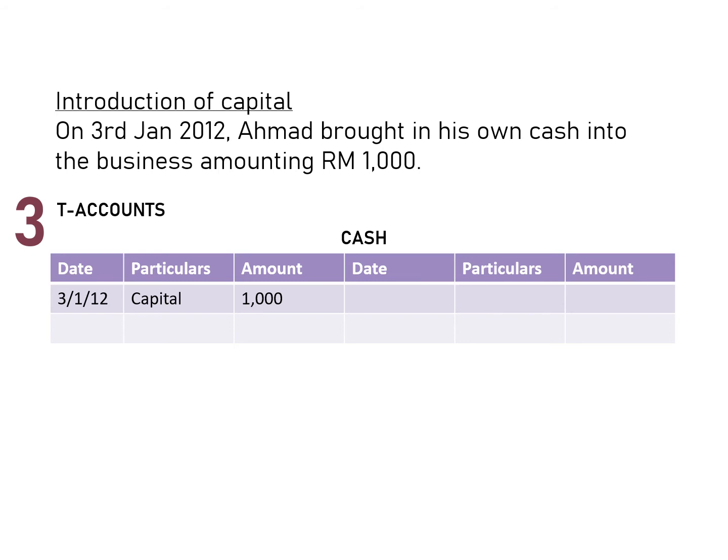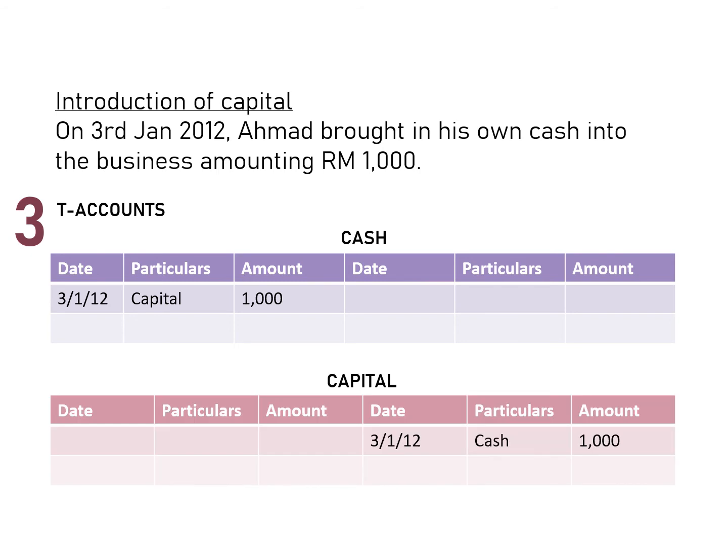So, I letaklah cash kat sini. So, dia punya particular adalah capital. To indicate that duit ni masuk because of ada penambahan dalam capital. So, you buka account capital, the particular adalah cash. Nampak tak? Dia punya details adalah sama.